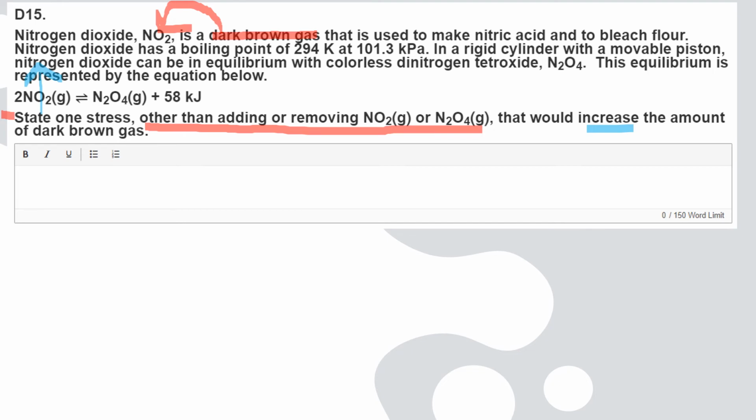Well, how would I have to do that? I would have to shift the equilibrium this way, to the left. So how could I do that? Well, increase this, it says I can't say that. Decrease this, says I can't say that. I could increase this, right? Which means increase temperature. All right, so that is one answer. I could increase temperature.